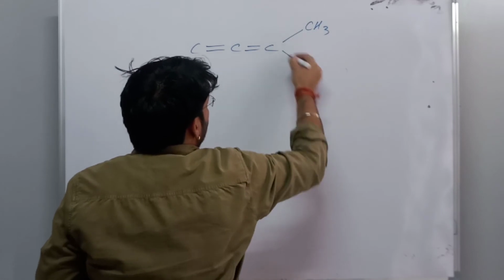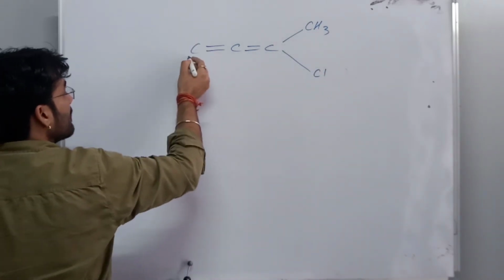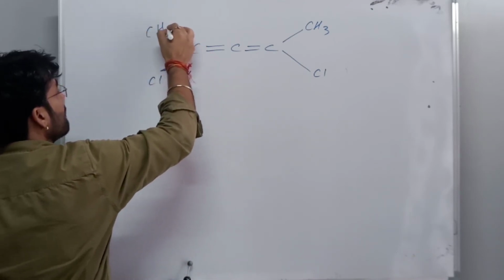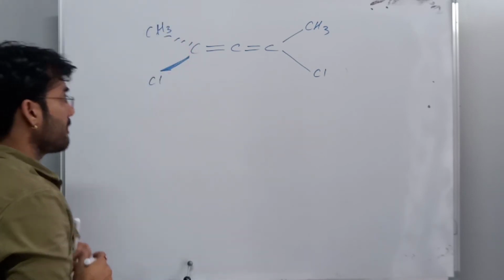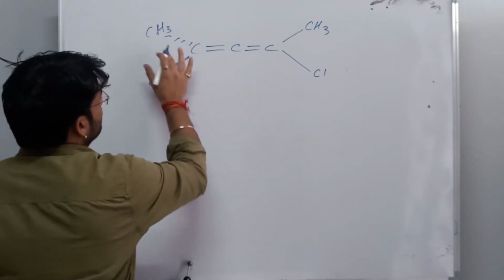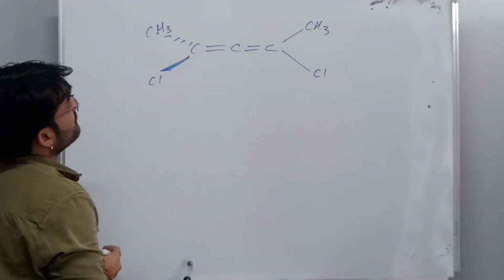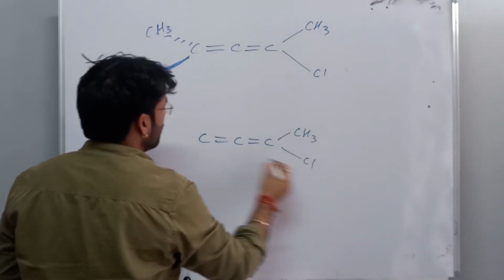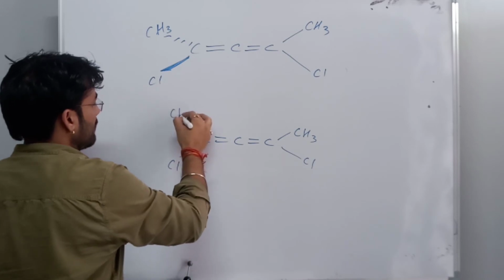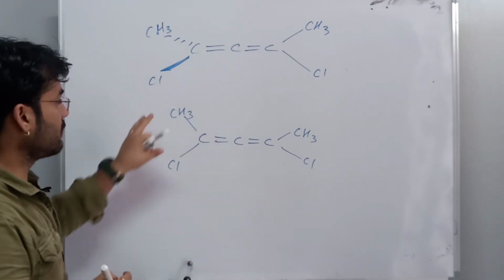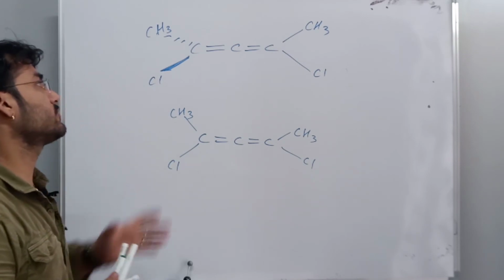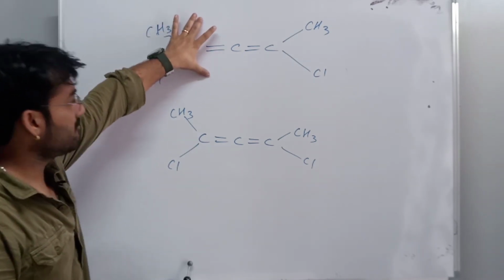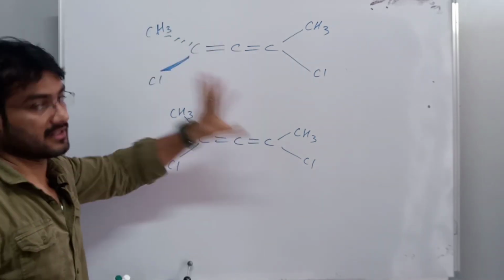I am going to take CH3 and Cl here, Cl and CH3. In the question, to confuse you, it will not be written like this, it will be written like this. You have to know whether all these atoms are in the same plane or not. To show that they are not in the same plane, I showed you the bonding and overlapping between p orbitals. So the real structure is this one, but the question may be asked like this.